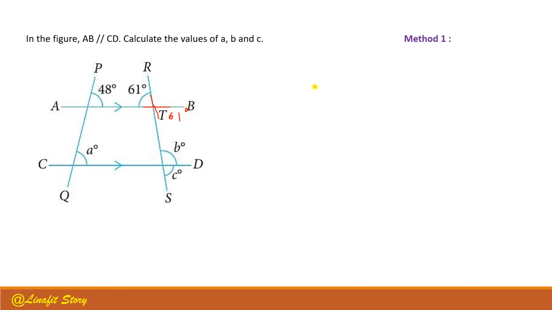So to get C, we will use F shape. Here is 61 degrees, so C is also 61 degrees. F shapes are equal. And then next, to get A. Another F shape. This is 48 degrees, so A is also 48 degrees.